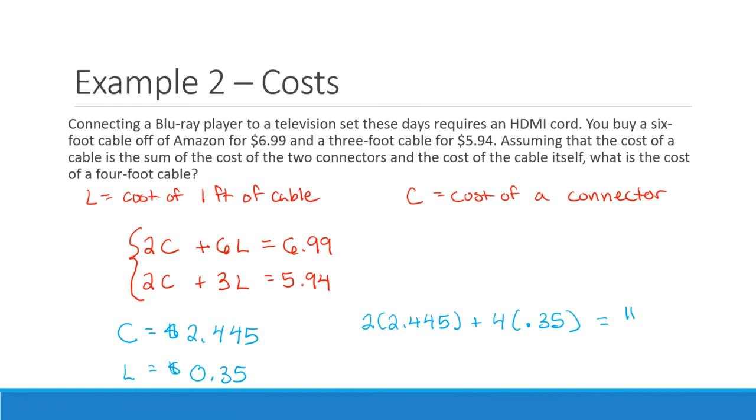So when you do that, that comes out to $6.29. And so then you would have to write this in a sentence. You would say the cost of a 4-foot cable is $6.29.